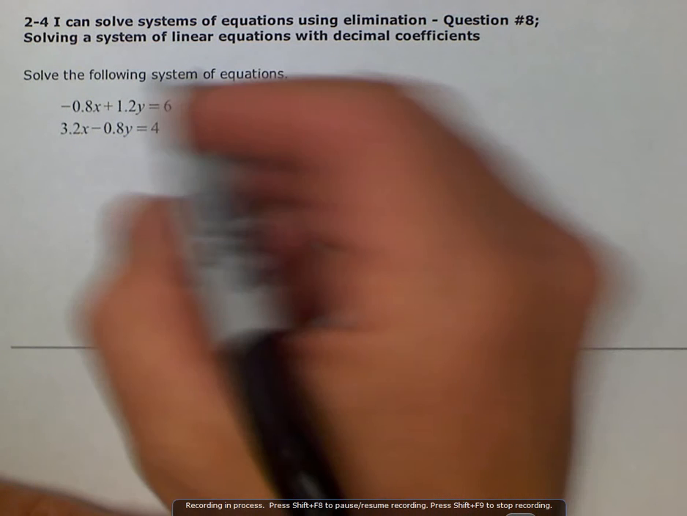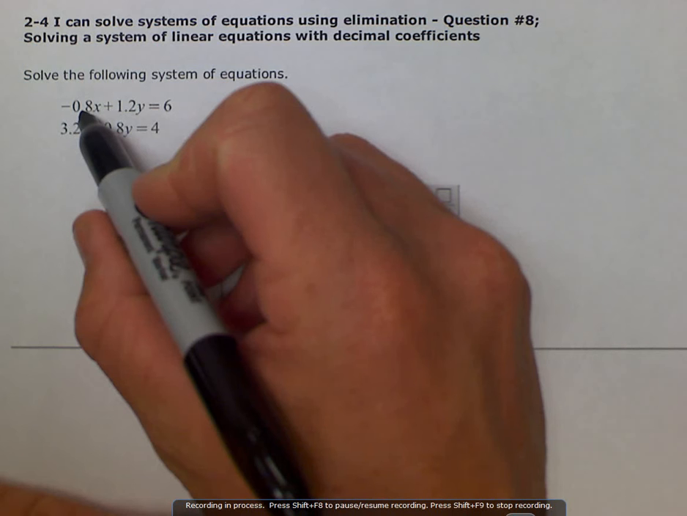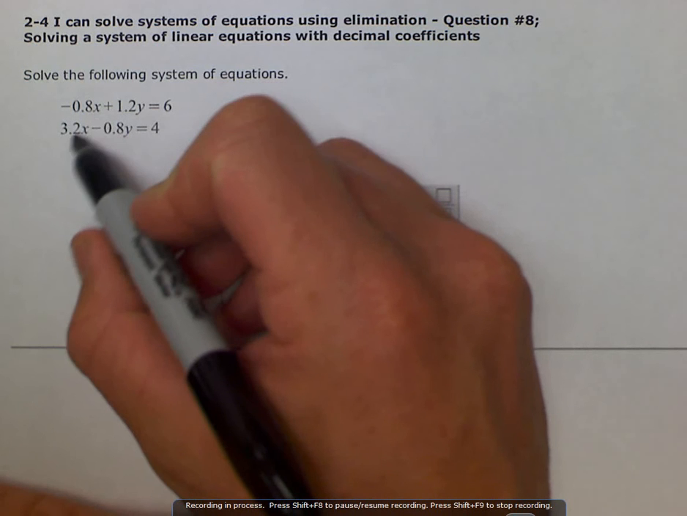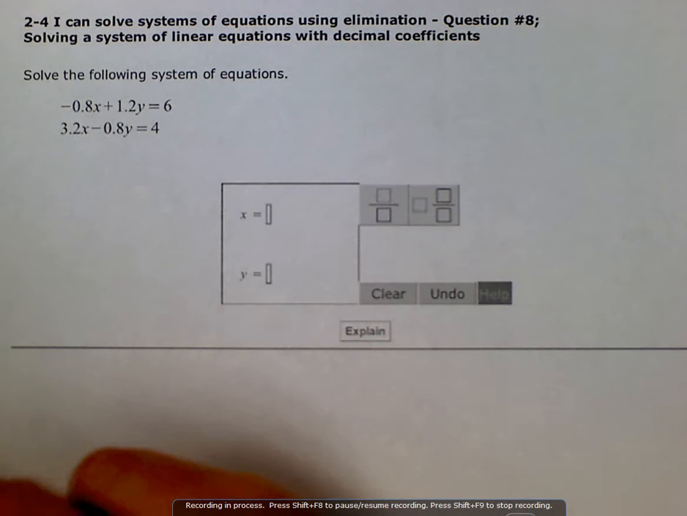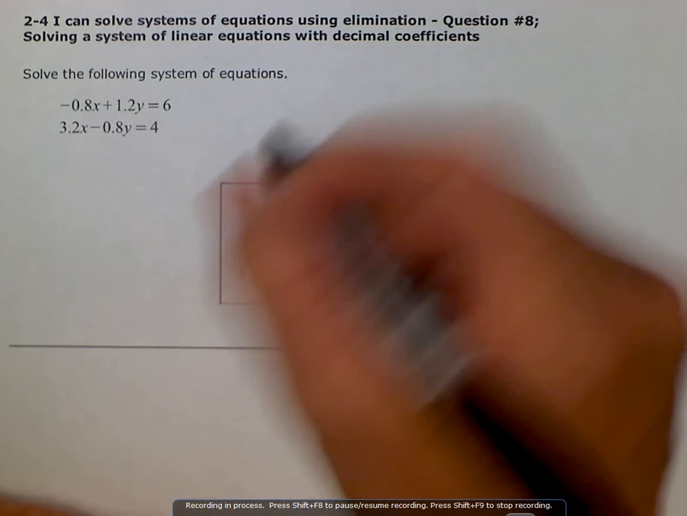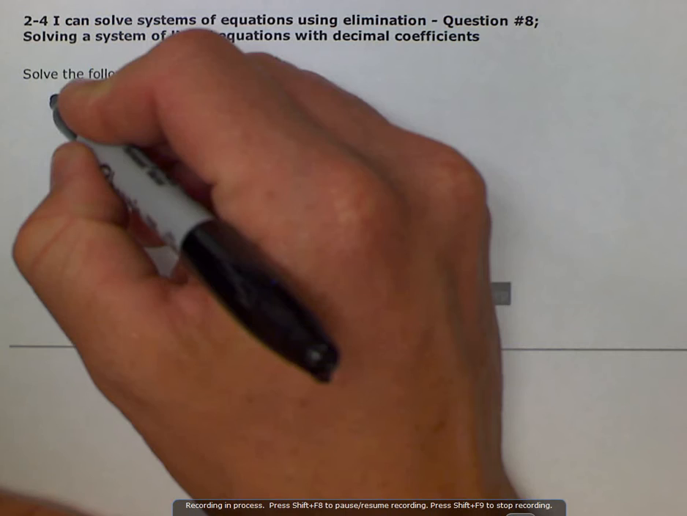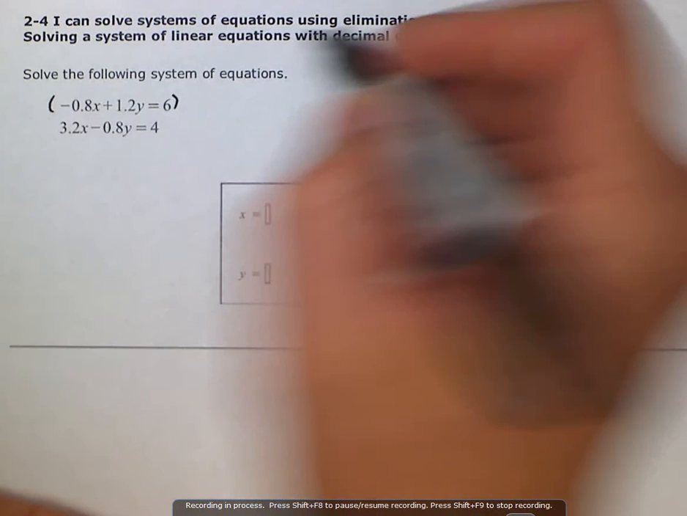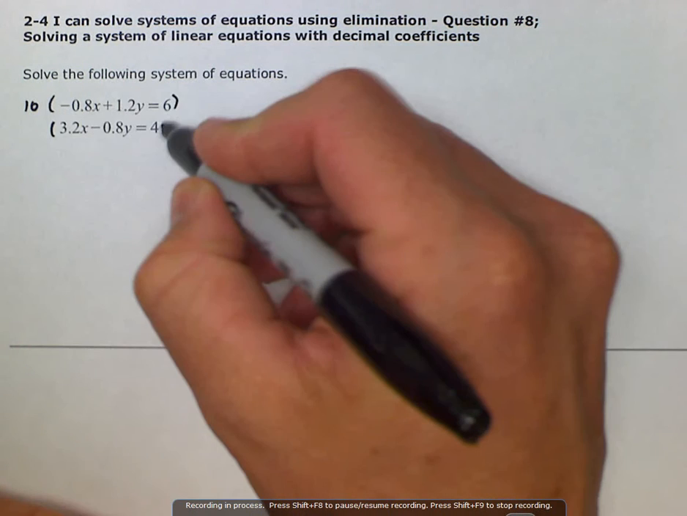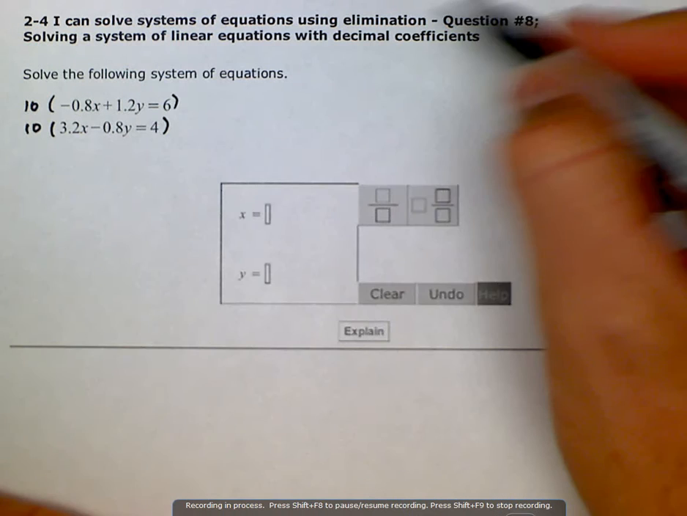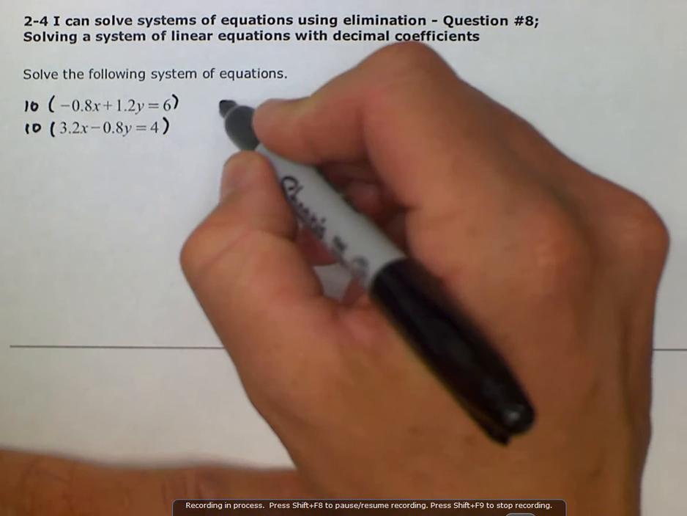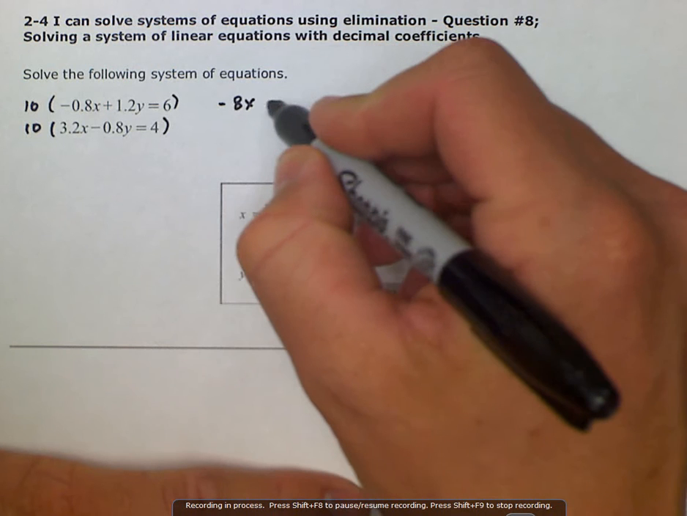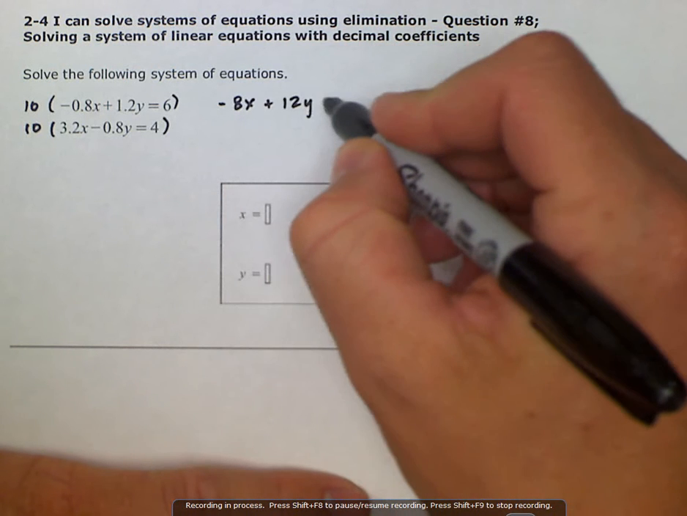So I see that all I need to do is move the decimal one place in order to have whole integers. So I'm just going to multiply both sides of my equation here by 10, and this one also by 10. And that's going to change the look of the system a little bit. So instead of a negative 0.8, we're going to have a negative 8x plus 12y is equal to 60.